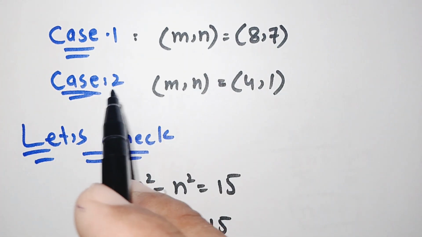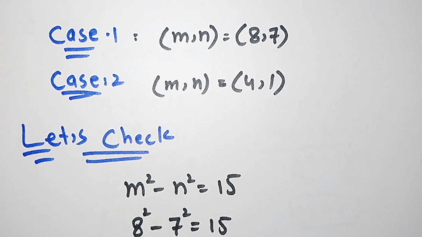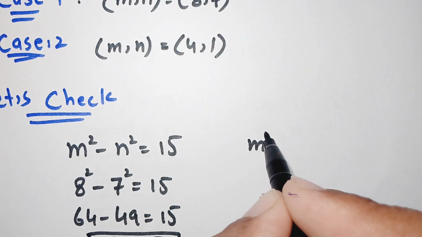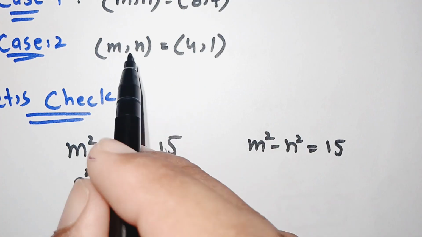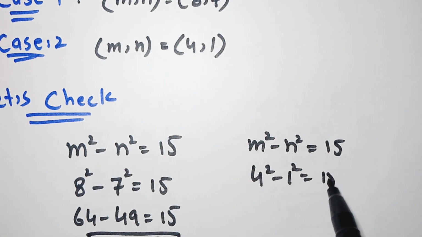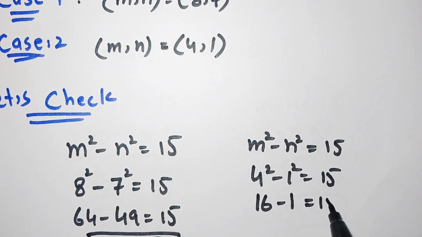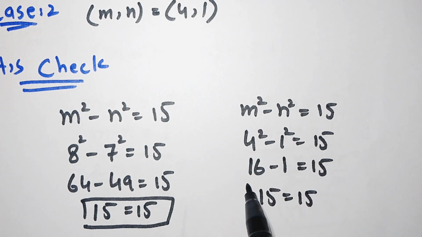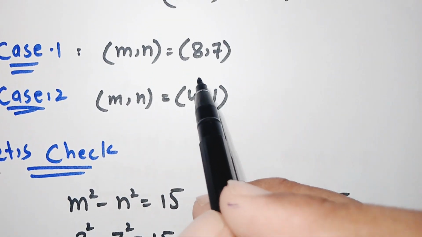Now we have to solve for case number second, that is m is equal to 4 and n is equal to 1. So the question is m square minus n square is equal to 15. So we put the value of m as 4 and n as 1. So 4 square minus 1 square is equal to 15. 4 square is equal to 16, and minus 1 square is equal to 1. And finally 16 minus 1 is equal to 15, which is equal to 15. This shows that the left hand side and the right hand side are equal. So these values are the correct values of this interesting question.